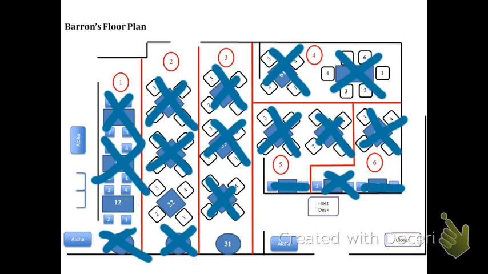Let's say it's a really busy day and we do seat the entire restaurant. No one's gotten up, all tables are occupied. At this point, we don't want to tell guests that there is a wait time. We just want to let them know that they can check back in 10 to 15 minutes to see if any tables have gotten up.